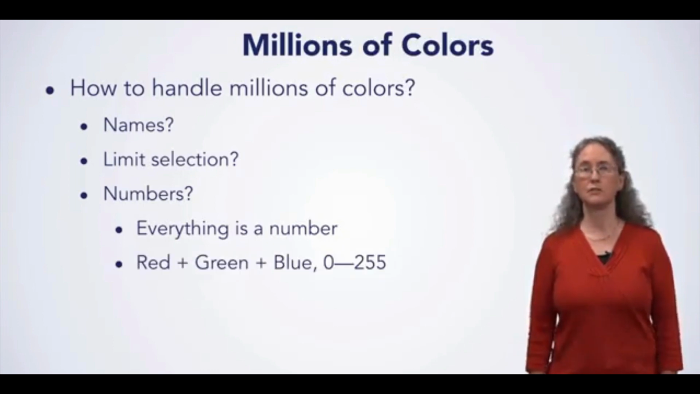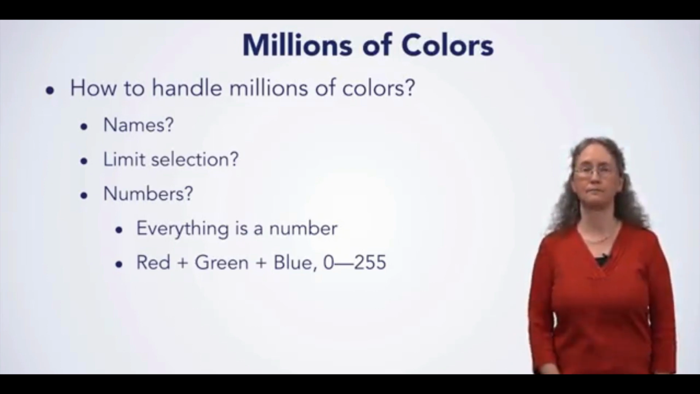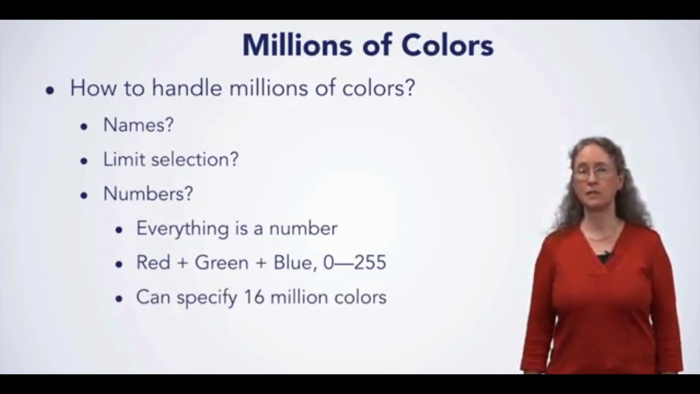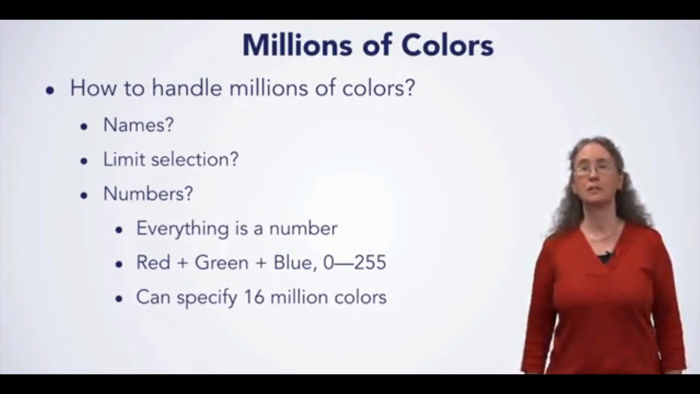The way that colors work as numbers is that they are specified by a combination of how much red, green, and blue they have, with each component taking a value between 0 and 255. This scheme is sufficient to specify about 16 million colors, which is more than humans can distinguish.